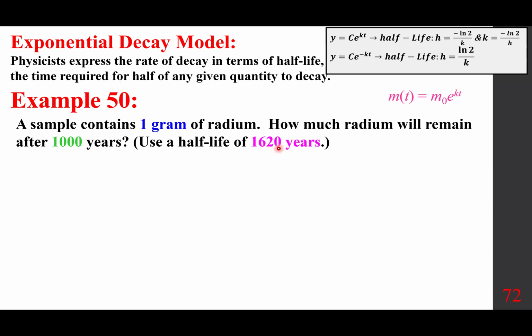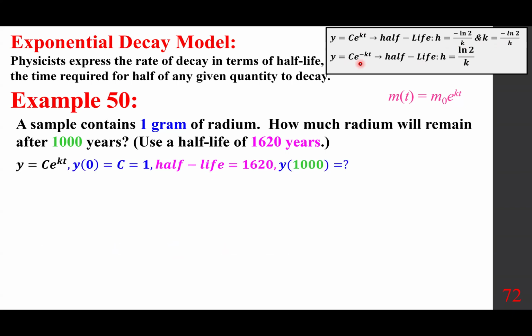So again, there are various forms of writing them. For example, m of t equals m sub 0 e to the power of kt. So y equals c e to the power of kt, half-life, we can calculate it to be minus ln2 over k, or k is minus ln2 over h. If you use y equals c e to the power minus kt, then half-life is ln2 over k. Depends on how you write the formula. In any event, let me go over a couple of things here.